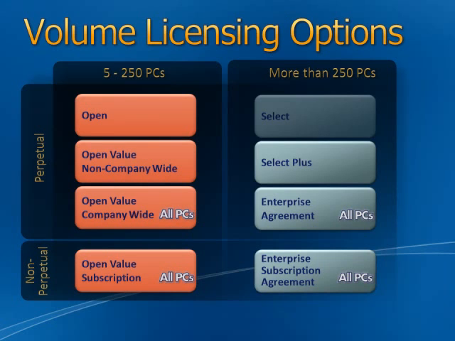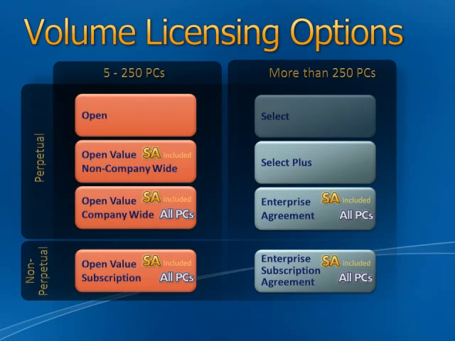The final factor distinguishing these different agreements is software assurance. So on the 3 Open Value agreements and the 2 Enterprise agreements, software assurance is included so that the customer has to purchase both license and software assurance. Whereas with Open and Select Plus, software assurance is an optional purchase.